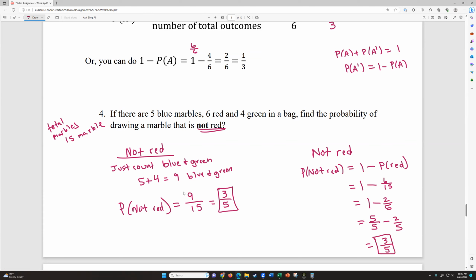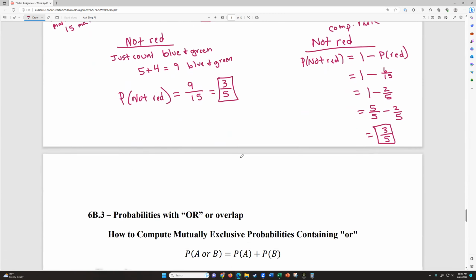Okay, so either way, we got it. Now, sometimes we do have to use this complement rule, where we subtract 1 minus the probability of that, because it may be too hard to actually count up all of the other items. So sometimes this is a necessity. This is using the complement rule. It makes things easier if we can't physically go through and count all the other individual items.